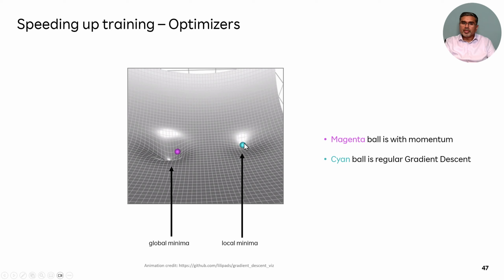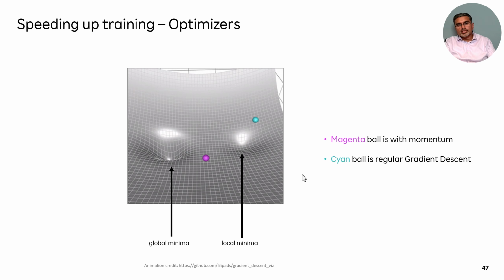And this is a local minima, this is a global minima. So both the balls start at the same place. If you look at it, the magenta ball can escape the local minima and get into the global minima, whereas the cyan ball cannot do that. And purely based on the fact that you've added this velocity component to the magenta ball, when it comes here, it is going to catch up enough velocity so it can get past this hump, and then it'll go into this larger global minima hole.